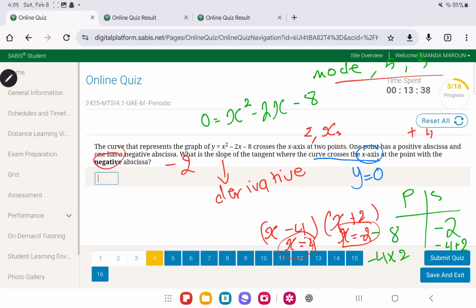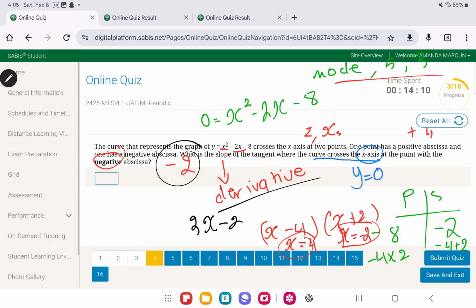For the people that can use mode 5-3, if you put it in mode 5-3 on your calculator, you're first going to put 1, then -2, then -8, and you're gonna get that x is 4 and -2. Now that you have the 2 points, you know that the negative abscissa is -2, and they need the slope of the tangent when the curve crosses the x-axis at the negative abscissa. So first, we're gonna find the derivative. So it's gonna be 2x minus 2.